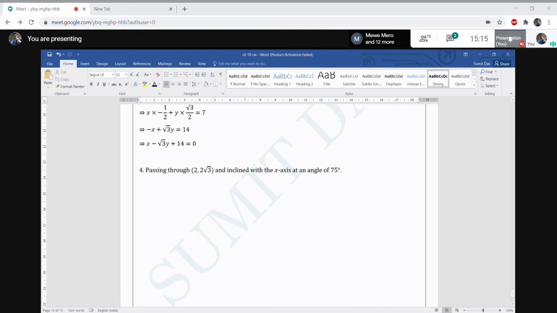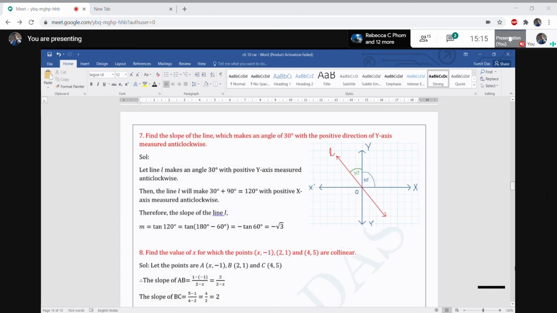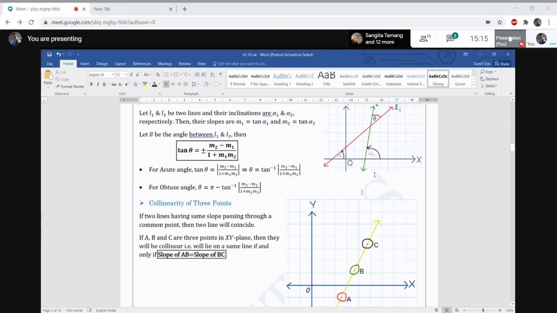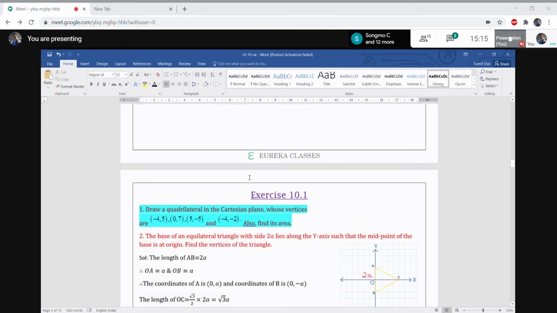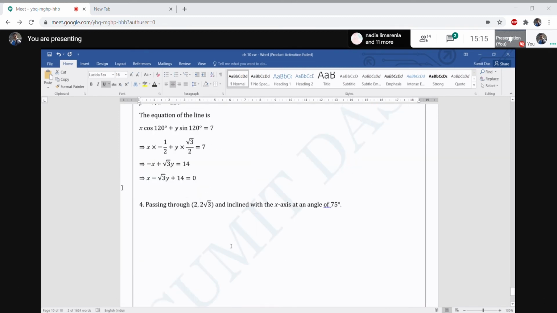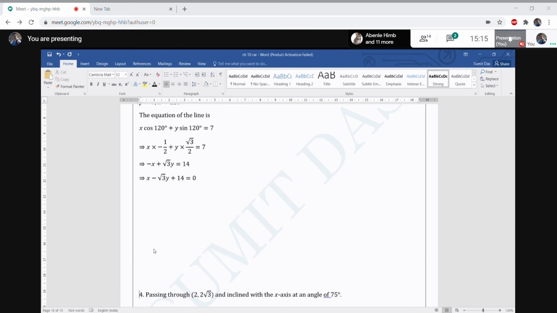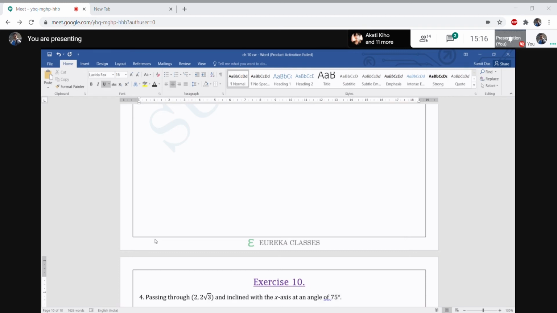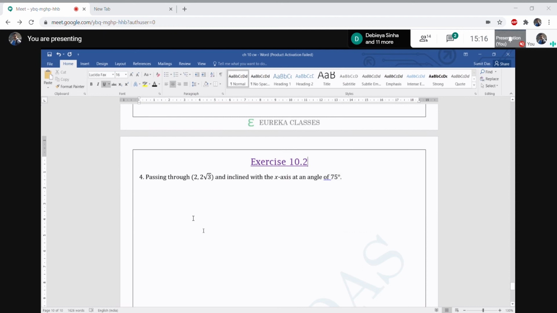Okay. So what is the question saying? It's better if everyone opens the book, page number 227. Questions 1, 2, 3 I'm giving as homework, very easy questions. Question number 4, I'm starting.